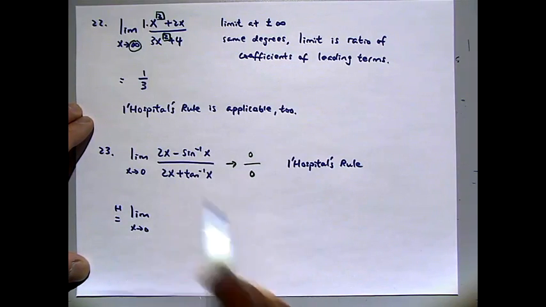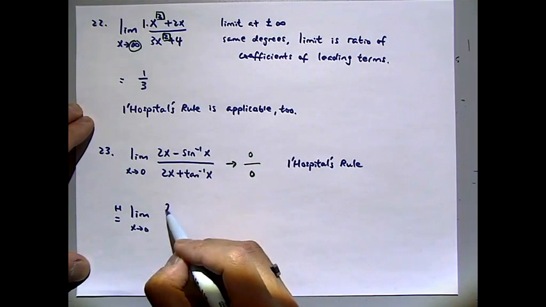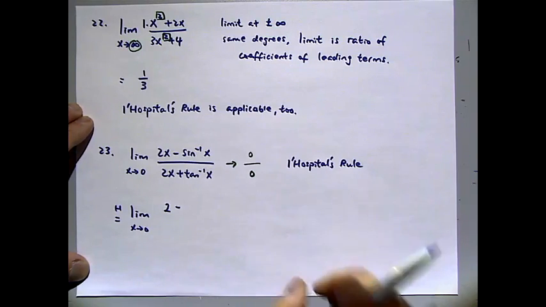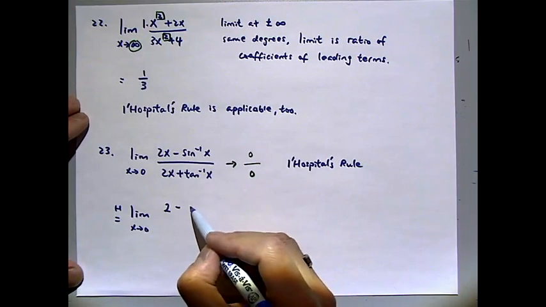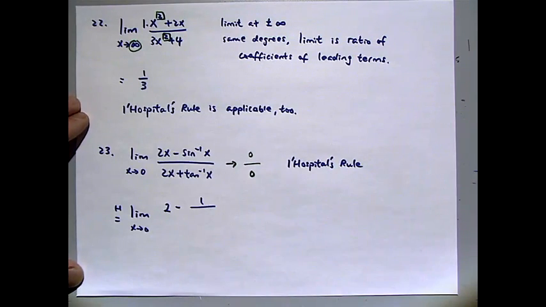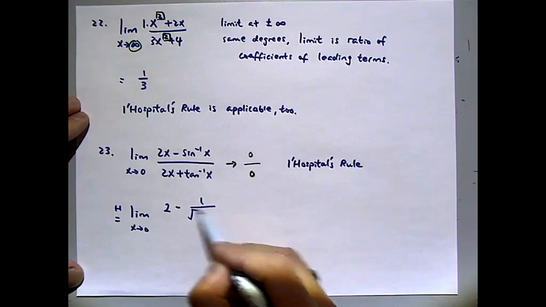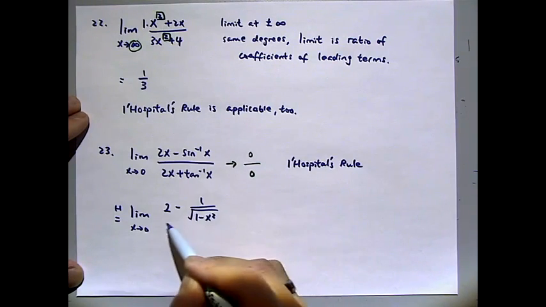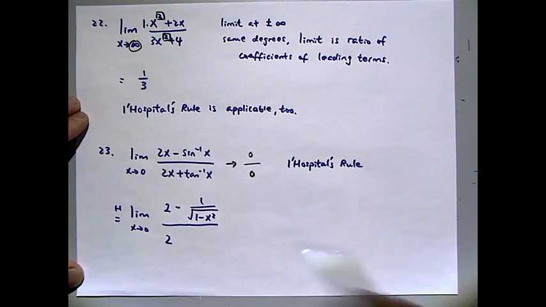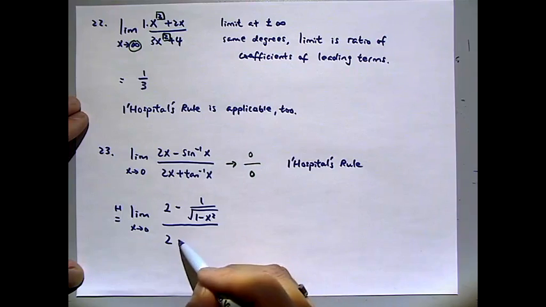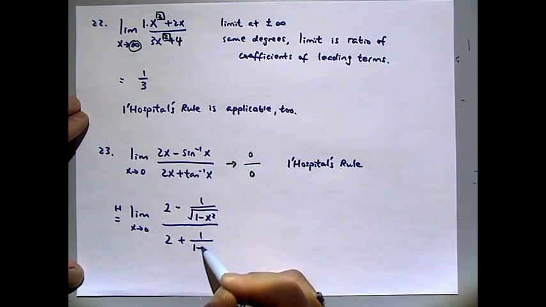Take the derivative on the top. We get 2. And what's the derivative of inverse sine? You remember? 1 over what? Root 1 minus x squared, correct. Downstairs, derivative of 2x is 2. What about the derivative of inverse tangent? All right.